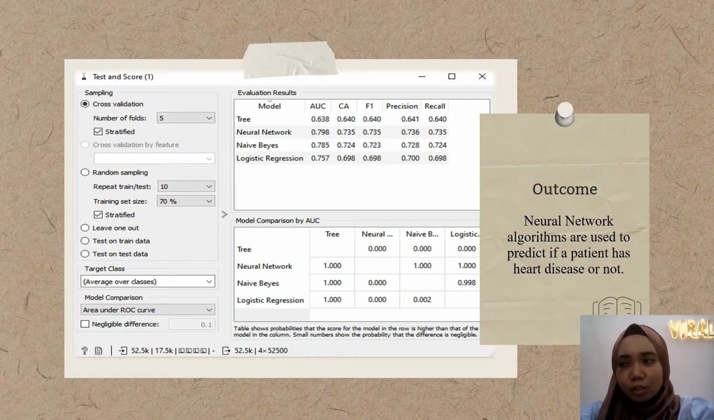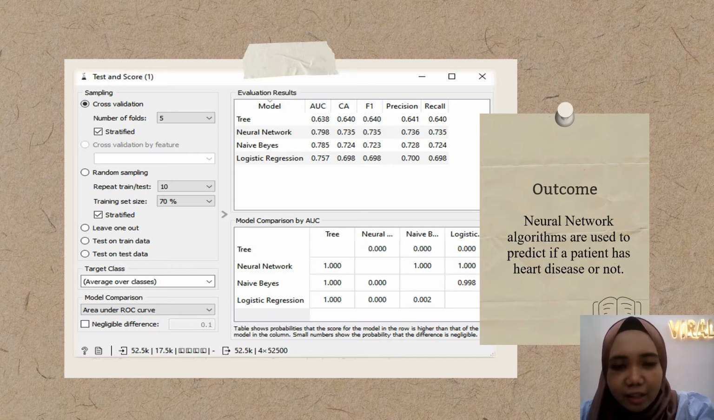This classifier made a total of 70,500 instances that were predicted to be tested for the presence of heart disease. Model development is mainly used for prediction and also calculating the probability of success. For the sampling technique, as you can see here at Test and Score, we use cross-validation with 5 folds to validate the result. By using cross-validation sampling, we get the evaluation result, where each model has AUC, CA, F1, precision and recall, for each model: decision tree, neural network, naive Bayes, and logistic regression.